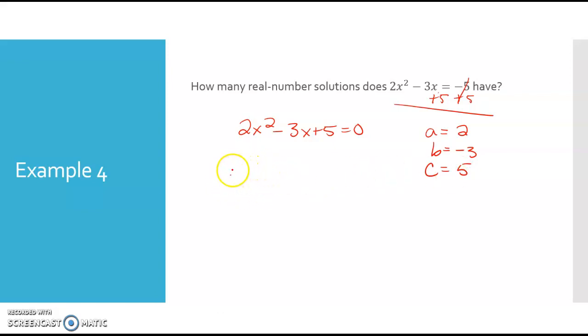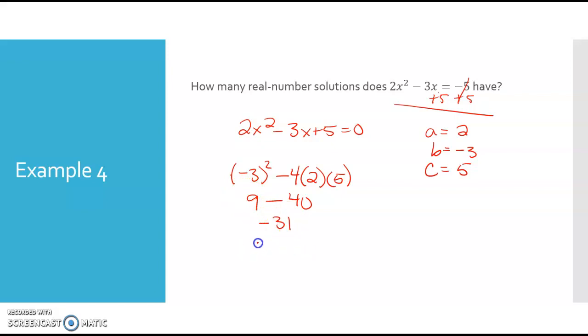We need b squared, so that would be negative 3 squared minus 4 times a times c. And then it's the substitution property. I just evaluate from here. So exponents first, negative 3 squared is 9. And then I'm going to go ahead and do my multiplication here. You can do 4 times 2 and then times 5, or I'm going to do 2 times 5 because that's 10 and then take it times 4, so I end up with 40. And now we do 9 minus 40, which is a negative 31.